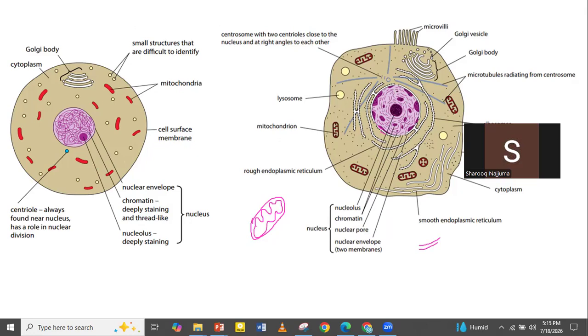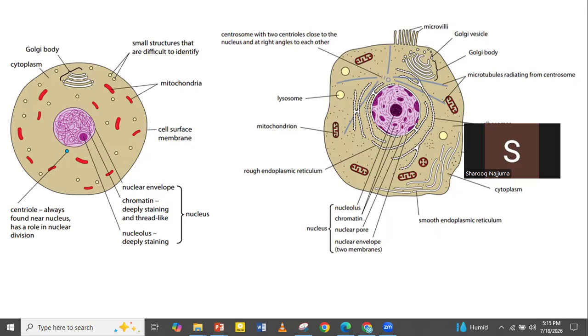Like you could be told to draw the rough endoplasmic reticulum. You should know how I am supposed to be able to draw it. So make sure that you revise the diagrams and you're well conversant with the different structures that are found within a cell.